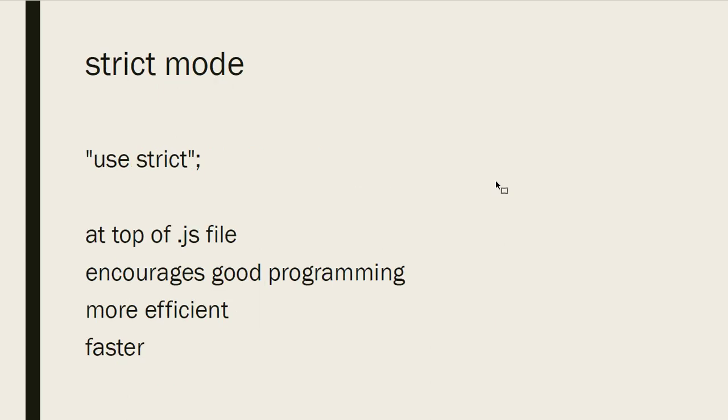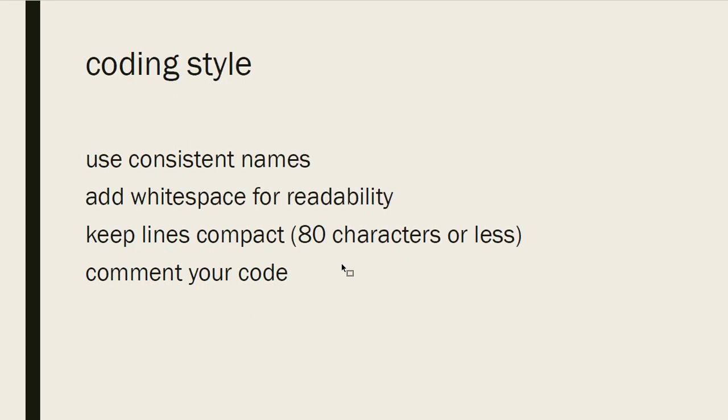We added the use strict mode at the very top of the JS file, and we'll follow this pattern. And we talked about it's more efficient, faster, and encourages good programming. And then we talked about coding style, using consistent names, adding white space for readability, keeping lines compact, and commenting your code. And that's it for part 1 of this activity.